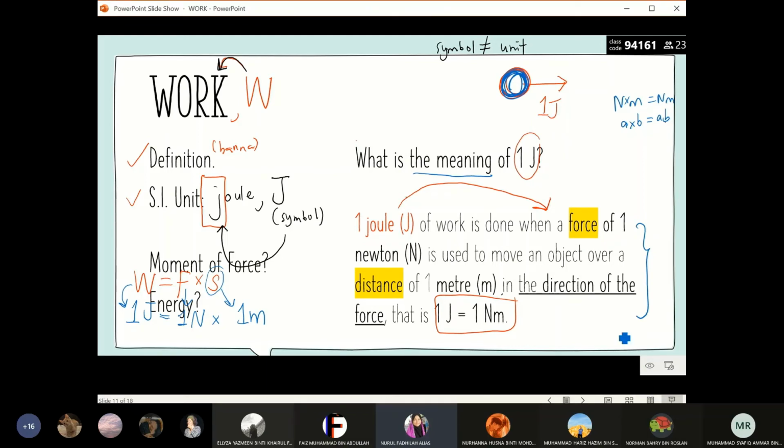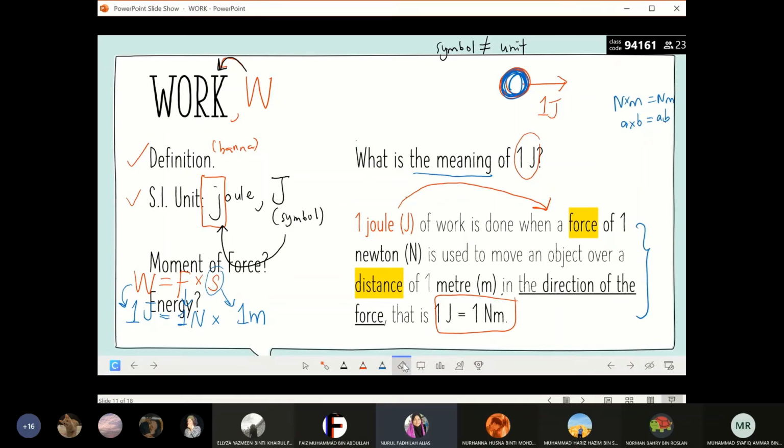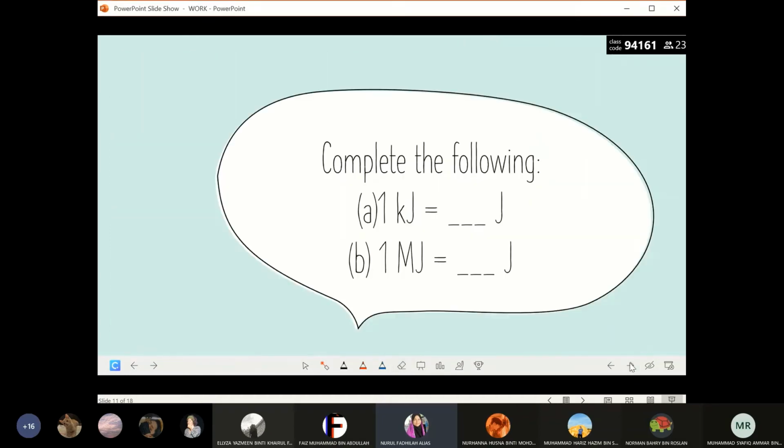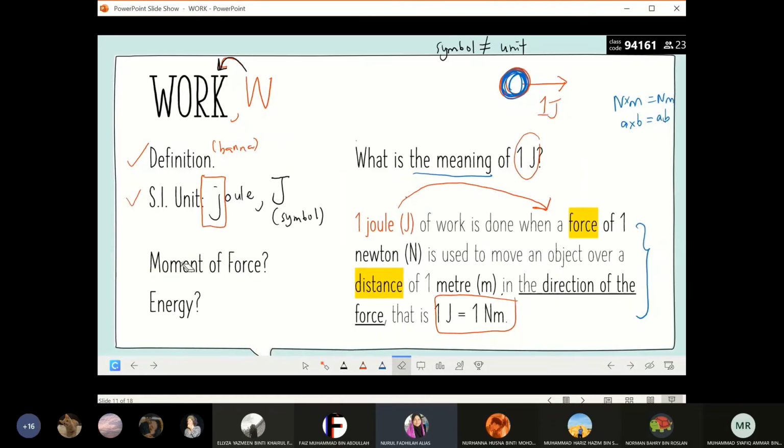Okay, now let me clear this whiteboard. Now look at this: moment of force and energy. What is moment of force? What is energy? How are moment of force and energy related to work?